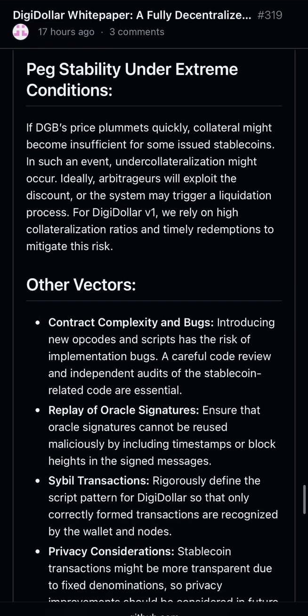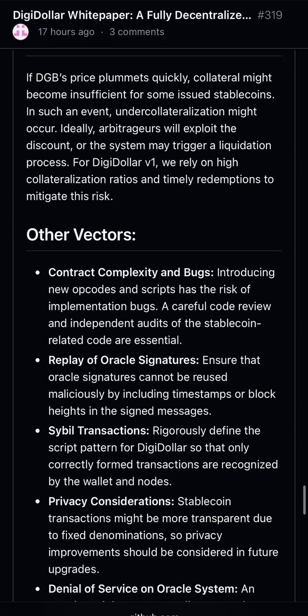Peg stability under extreme conditions. If DGB's price plummets quickly, collateral might become insufficient for some issued stablecoins. In such an event, under-collateralization might occur. Ideally, arbitrageurs will exploit the discount, or the system may trigger a liquidation process. For DigiDollar V1, we rely on high collateralization ratios and timely redemptions to mitigate this risk.